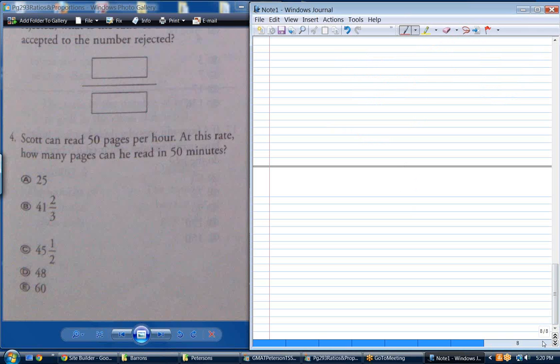Scott can read 50 pages per hour. At this rate, how many pages can he read in 50 minutes? Well, you would say 50 divided by 60. That's the portion of the hour he reads, right?